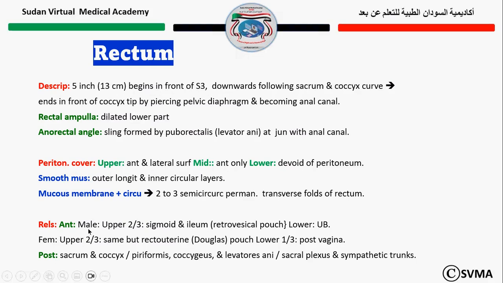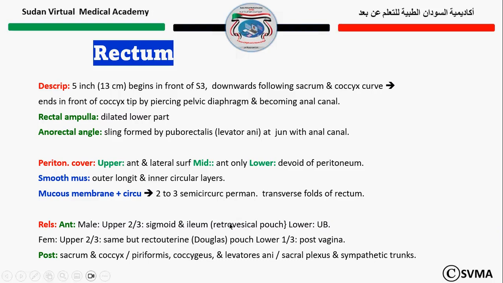Relations again depend on whether it is a male or female. In the male, anteriorly you find the sigmoid colon, ileum and the bladder. However, in the female, you will find the recto-uterine pouch, which is called the pouch of Douglas. This was one of the questions in the quiz. What is the pouch of Douglas? You don't find the pouch of Douglas in males. In males it is called the retrovesical pouch, because retrovesical means behind the bladder. Behind the bladder in the female there is the uterus, so it is called the recto-uterine pouch.